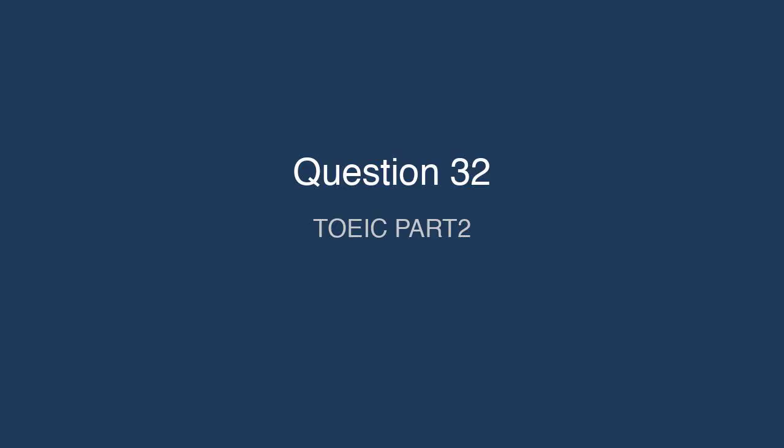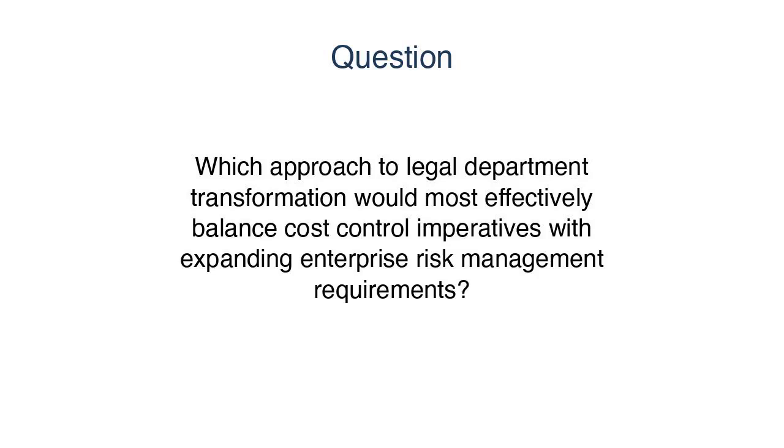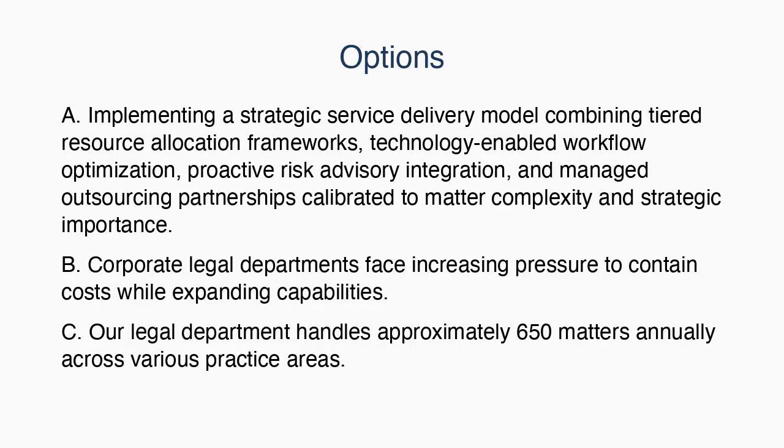Question 32. Which approach to legal department transformation would most effectively balance cost control imperatives with expanding enterprise risk management requirements? Here are your options. A. Implementing a strategic service delivery model combining tiered resource allocation frameworks, technology-enabled workflow optimization, proactive risk advisory integration, and managed outsourcing partnerships calibrated to matter complexity and strategic importance. B. Corporate legal departments face increasing pressure to contain costs while expanding capabilities. C. Our legal department handles approximately 650 matters annually across various practice areas.